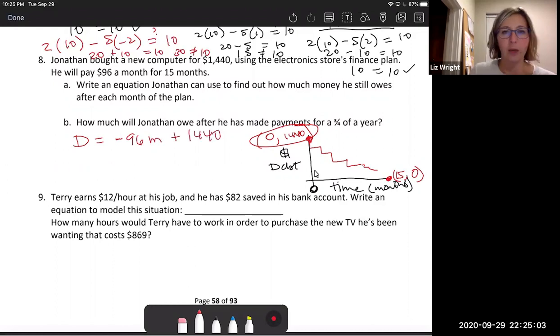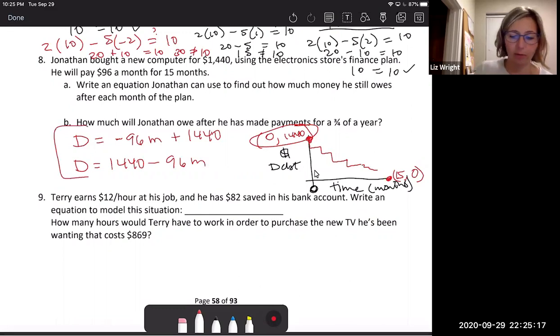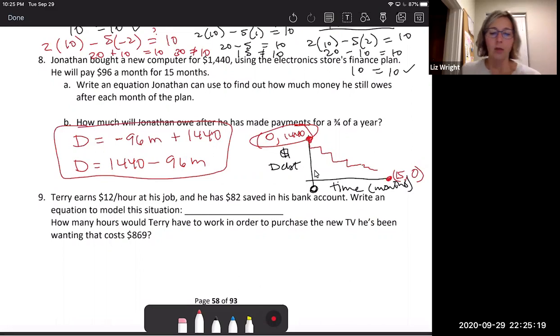1,440. I've had some students that don't like to write it like that, and they like to think about it in terms of how we talked about it, where it's going to be 1,440 and they're subtracting off 96 bucks every month. You can do that too. Either one, I don't care. Whichever one you want. There's your equation.